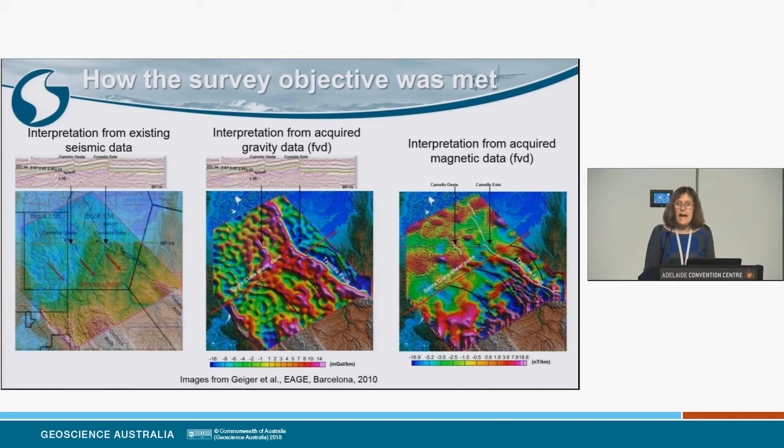So they did have some seismic data in the north of this block, and from that they knew the location of two faults. I believe they're called the Cameo Oeste and the Cameo Este faults, and you can see those quite clearly in the gravity data in the center and somewhat less in the mag data.